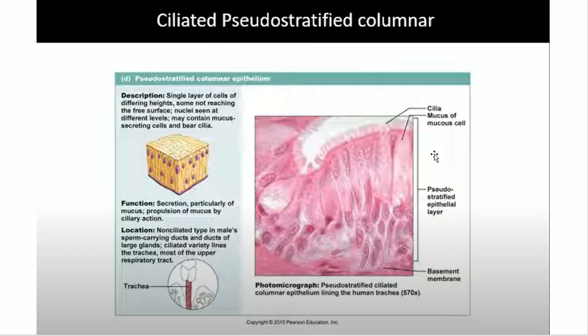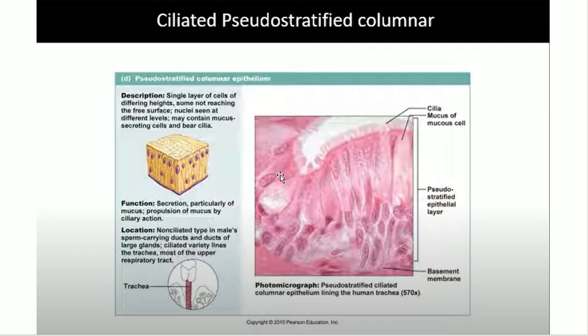But this is pseudostratified columnar, ciliated, pseudostratified. So not really layered, right? Because they are stretching from the basement to the apical surface. But if there was a line here and different layers of columns, then it would be just stratified columnar.